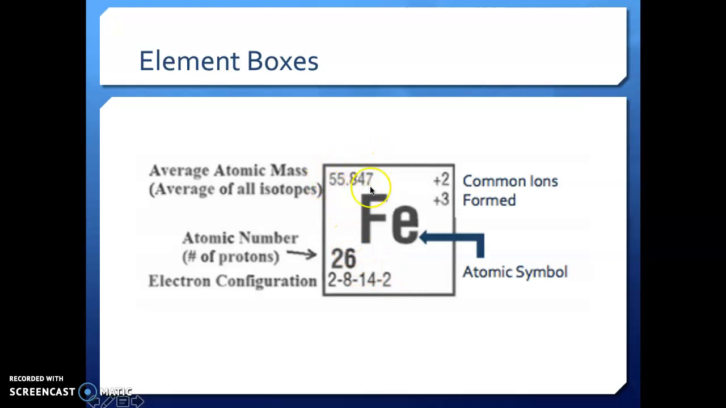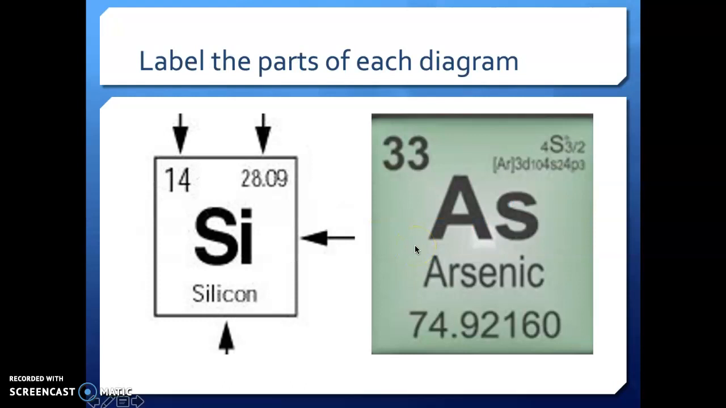I have my atomic mass, which is the average of all the isotopes. Don't know what an isotope is yet. No big deal. I have my atomic number, which is the number of protons, common ions, going back to plasma, charges that it forms, and then the symbol, that's iron. So go through and I want you to label the parts of this diagram real quick, and then we'll talk about it in a second, so pause here.